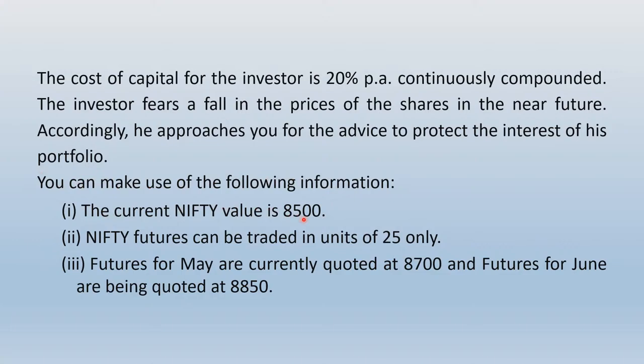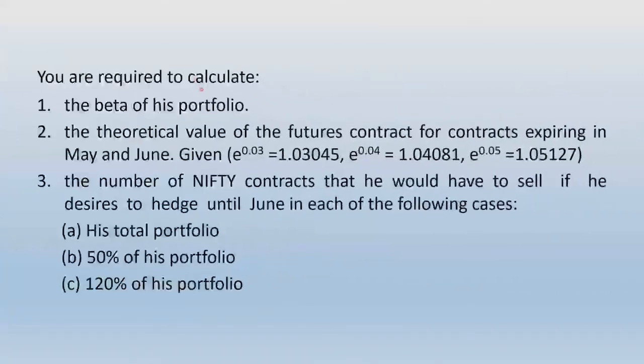The current Nifty value is 8,500. Nifty futures can be traded in units of 25 only. Futures for May are currently quoted at 8,700 and futures for June are being quoted at 8,850. Further in the question it is informed, you are required to calculate the beta of his portfolio, then the theoretical value of the futures contract for expiring in May and June. And they have given some values of e raised to 0.03, e raised to 0.04 and e raised to 0.05. The number of Nifty contracts that he would have to sell if he desires to hedge until June in each of the following cases. Now what he desires to hedge, number one, his total portfolio, means he wants a perfect hedge. 50% of his portfolio, that is basically under hedging. 120% of his portfolio means it is over hedging.